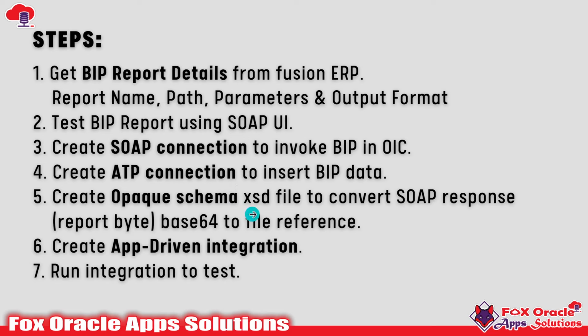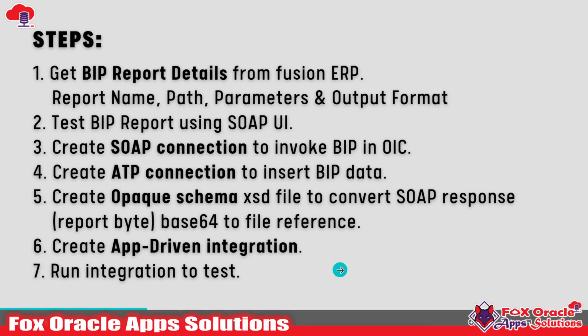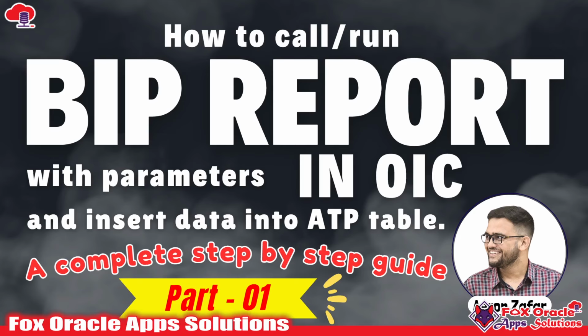And then we require the opaque schema.xsd file. This opaque schema will help us convert the base64 code into a file reference. Whenever we call the SOAP services for that BIP report, it returns the BIP data as base64 code, and we have to convert that base64 code to make the file. All these things we are going to learn in this video. And in the last step, we will create an app-driven integration where we can add the parameters. Those parameters we can pass to the BIP report, and in the response of that integration we will pass success or error, and all the details.